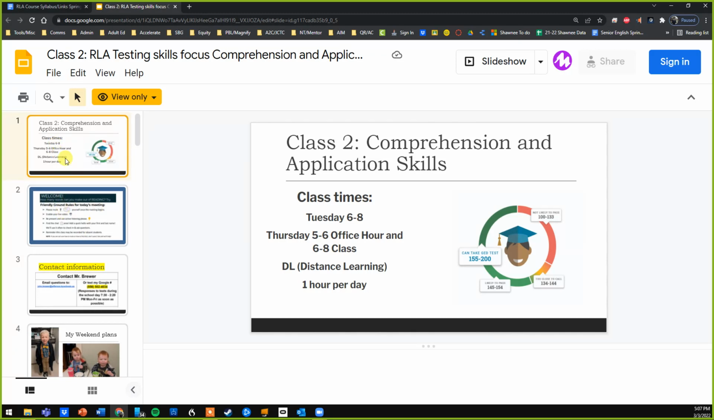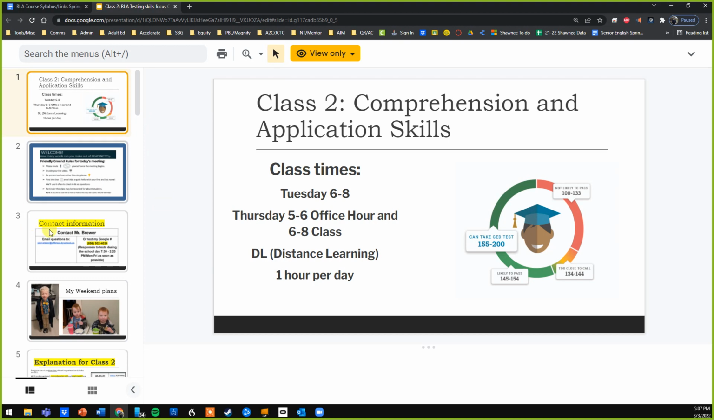So I'm going to give you a walkthrough of the different comprehension and application skills that you're going to see on the RLA test tonight. And we're going to look at example questions starting in the next class. So tonight is an overview, and we're going to go ahead and jump into it.